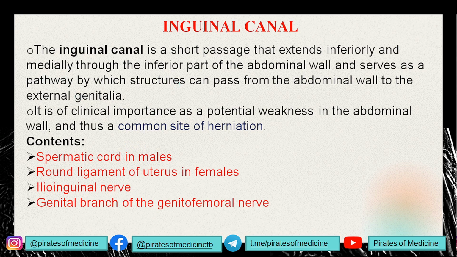So it is of clinical importance because it is a very potential space in which herniation can occur. Correct? It is a common site of herniation. And what are the contents of the inguinal canal? You should remember. First of all, the funiculus spermaticus or the spermatic cord in males. In females, the round ligament of the uterus. Also the ilioinguinal nerve and the genital branch of the genitofemoral nerve. So these are the contents of the inguinal canal.